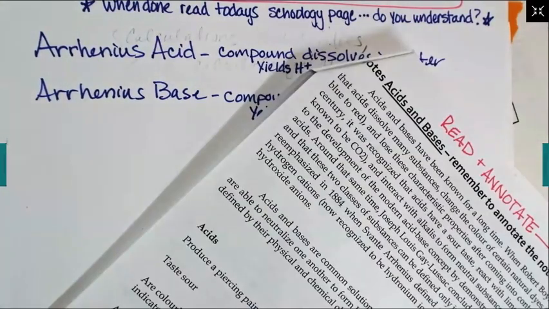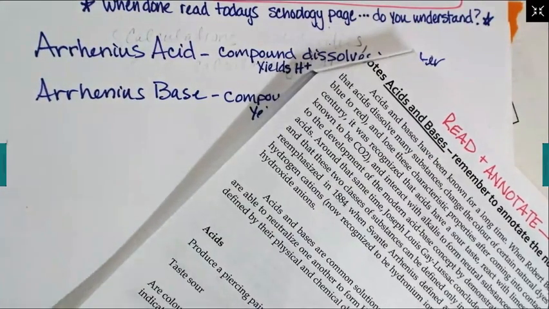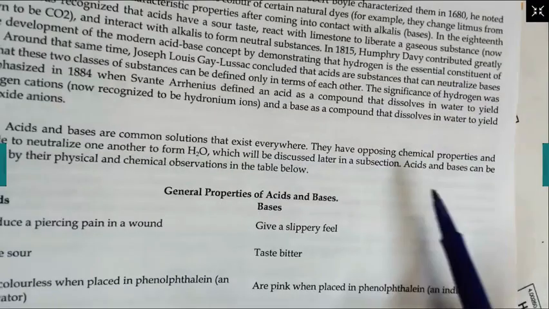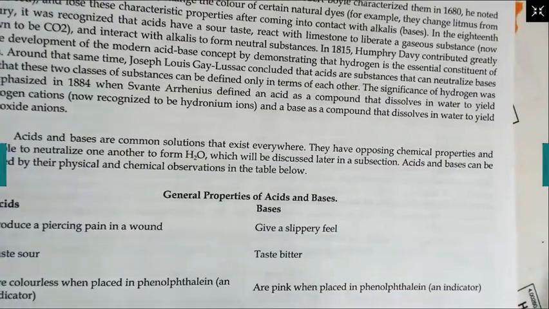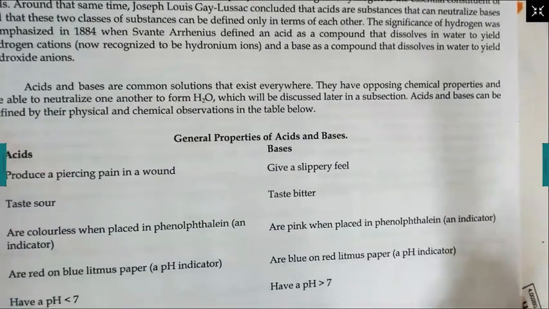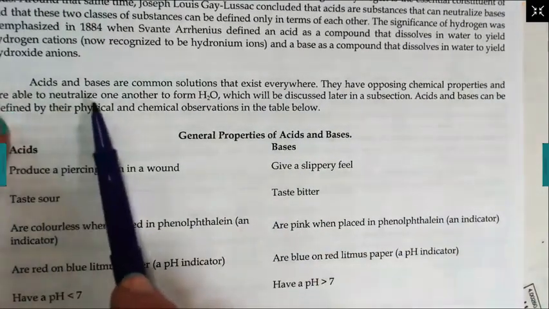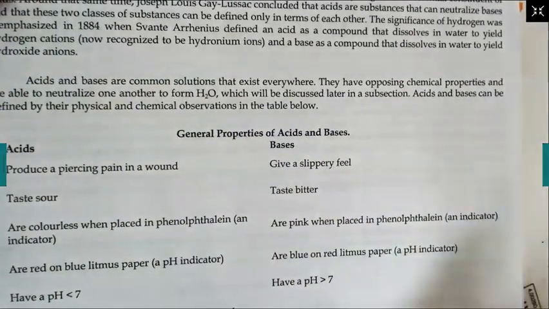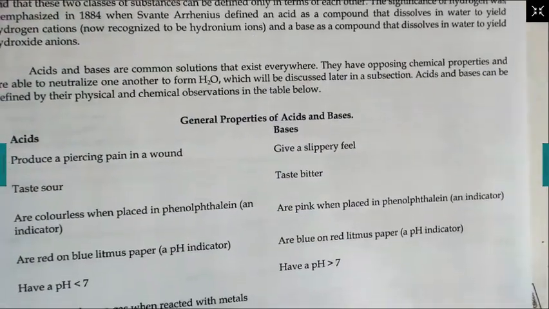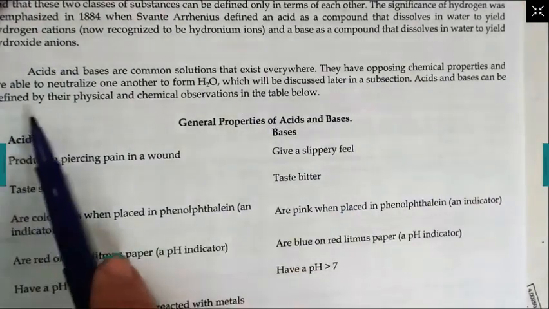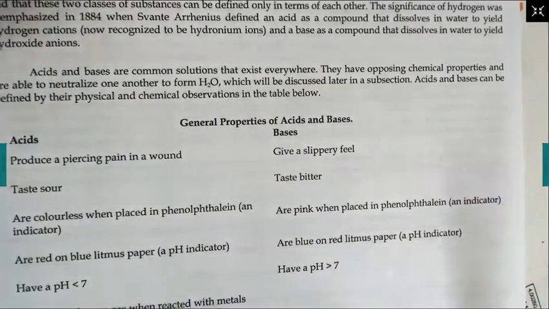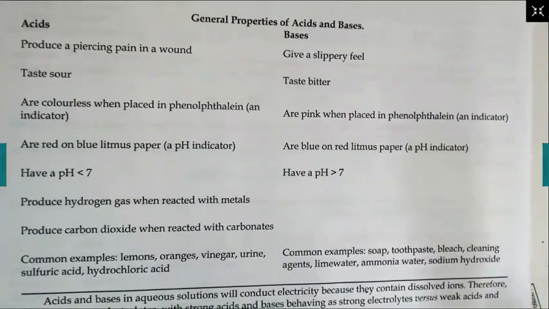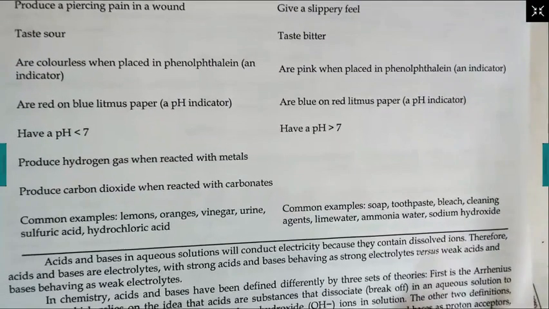Acids and bases are common solutions that exist everywhere. They have opposing chemical properties, romantic yet opposing, and are able to neutralize one another to form water, which will be described in later subsections, very important. Acids and bases can be defined by their physical and chemical observations in the table below. This is what you guys have been learning since kind of middle school.